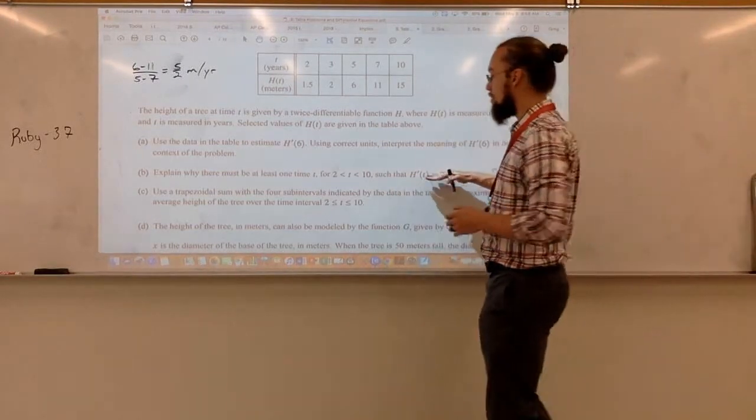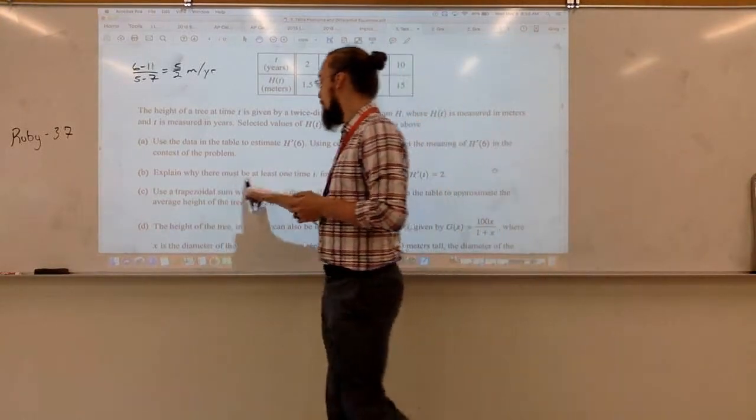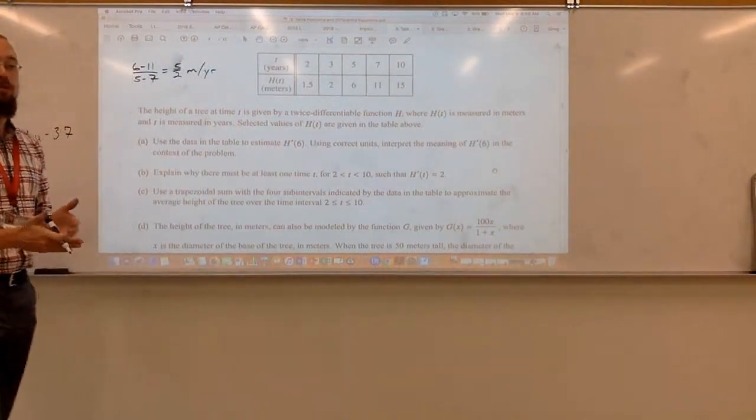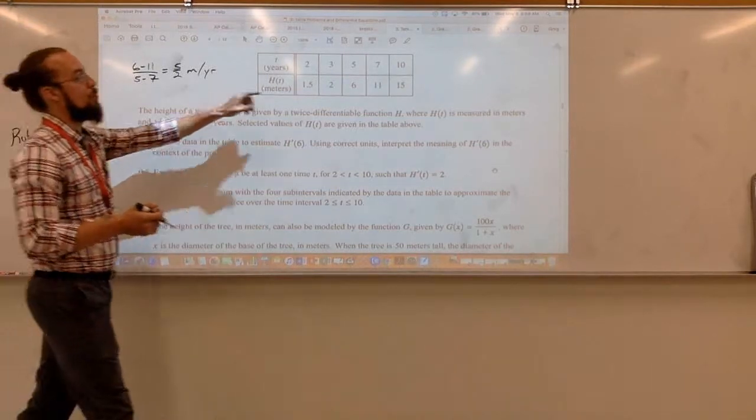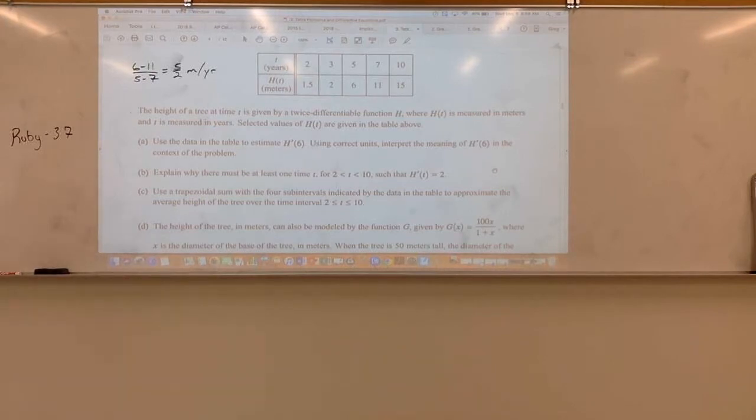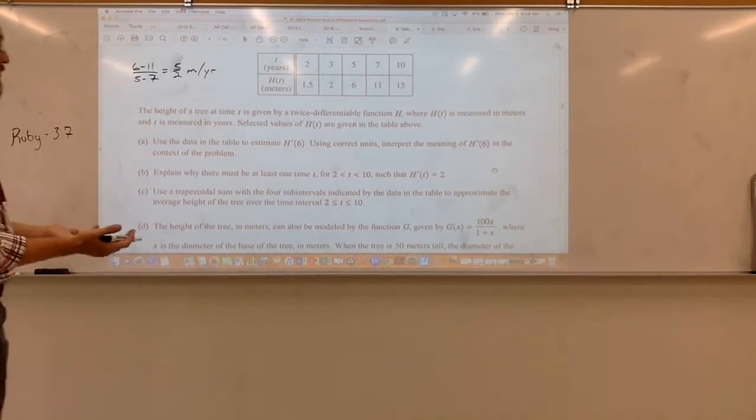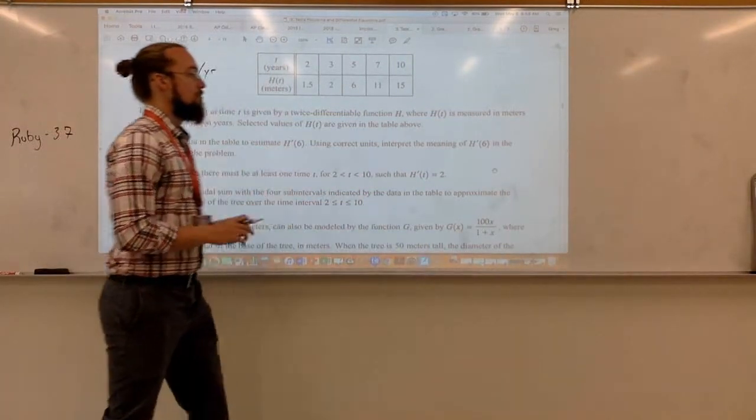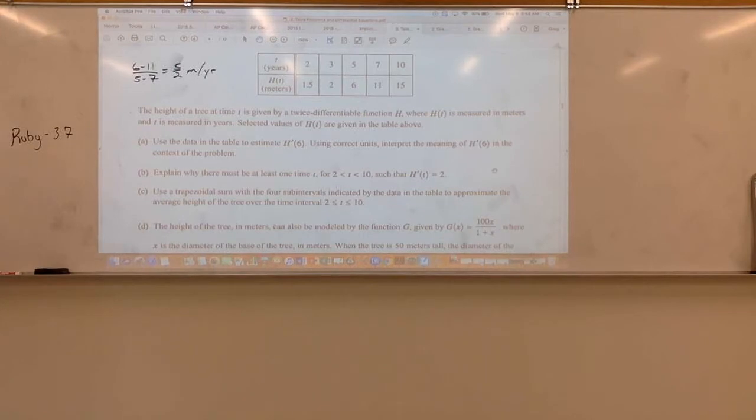So if the question is worded like this, explain why there must be, they're telling you it's true. Figure out why. So we would want to say, well, if I look at t equals 3 and t equals 5, the average rate of change between those is 2. Therefore, by the mean value theorem, I am guaranteed that h prime of t equals 2 somewhere in between t equals 3 and t equals 5. Alright? Okay with that one? Give you a second to write that down.